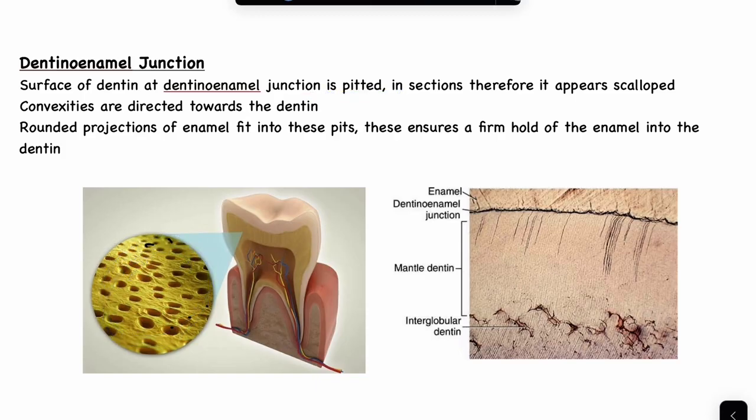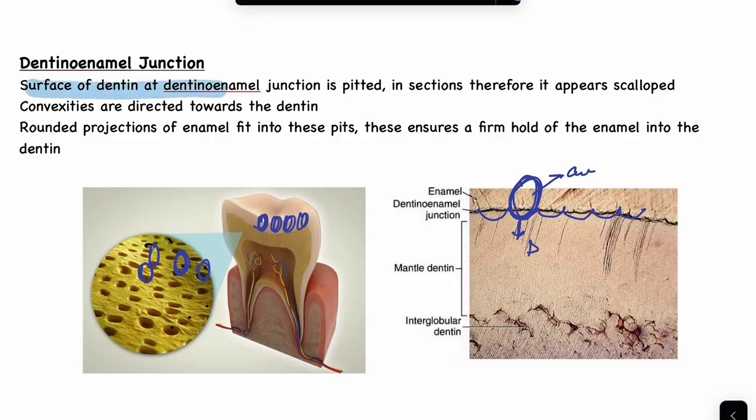Because when the enamel is formed, above the dentine there would be ameloblasts, and these ameloblasts formed enamel. So these ameloblasts were sitting in these pits. When the enamel is formed, these pits remain, and that's why in a ground section the dentinoenamel junction appears scalloped, and this convexity is always towards the dentine, because there was an ameloblast sitting over here when the enamel was being formed. So this is the conceptual part that was involved.